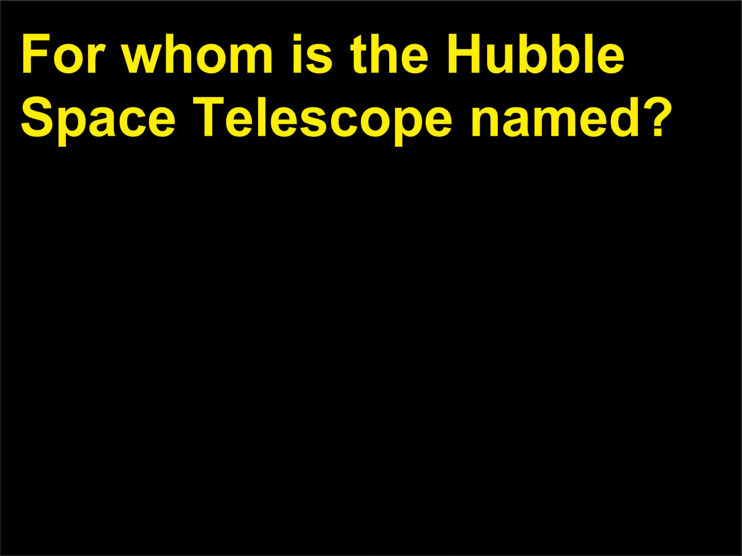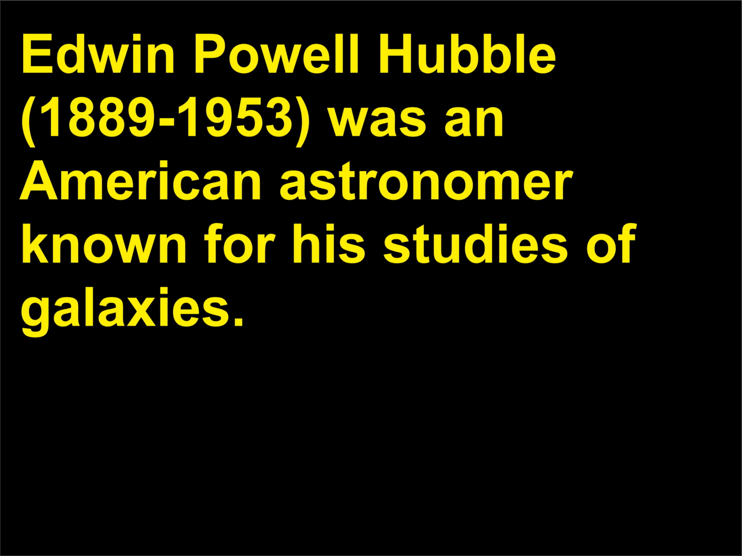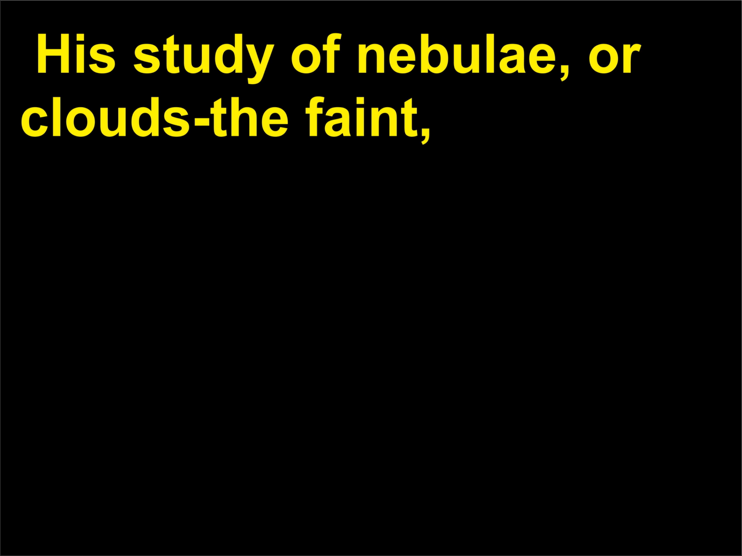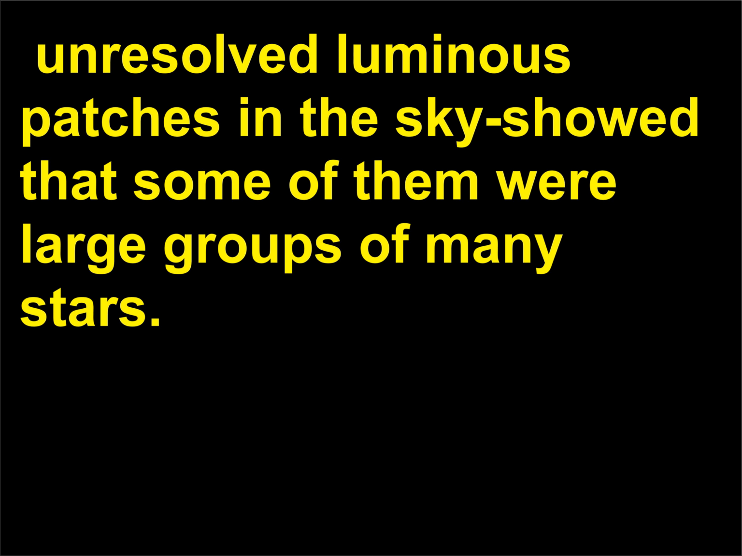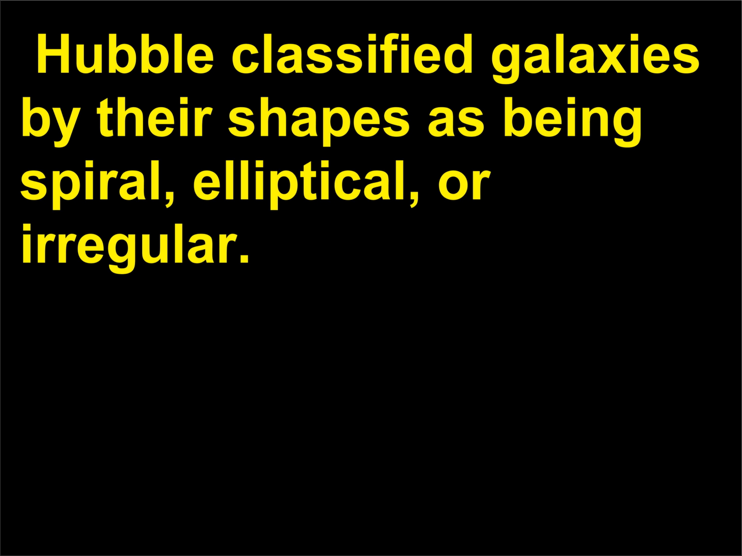For whom is the Hubble Space Telescope named? Edwin Powell Hubble, 1889 to 1953, was an American astronomer known for his studies of galaxies. His study of nebulae, or clouds, the faint, unresolved luminous patches in the sky, showed that some of them were large groups of many stars. Hubble classified galaxies by their shapes as being spiral, elliptical, or irregular.